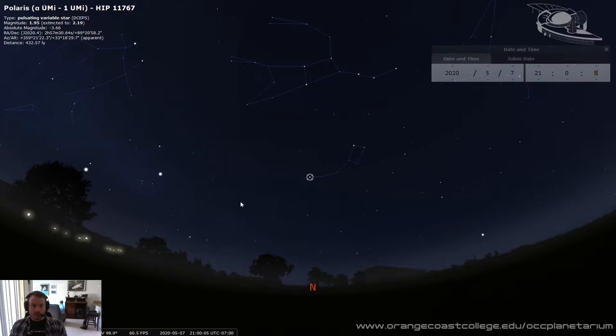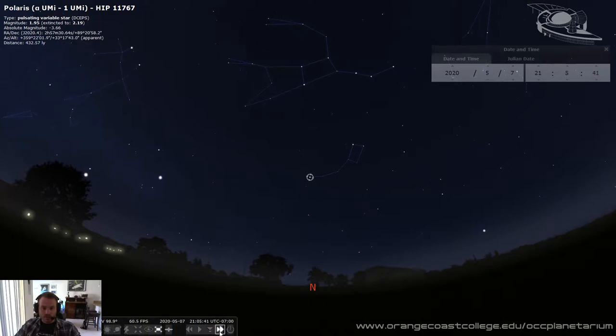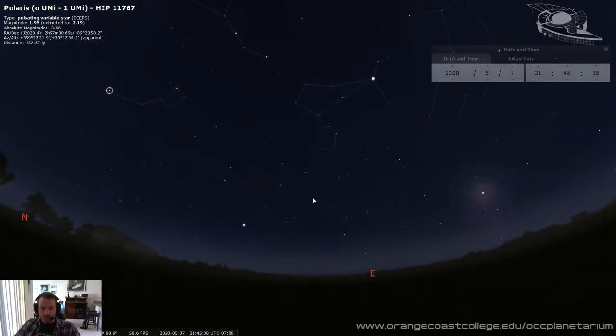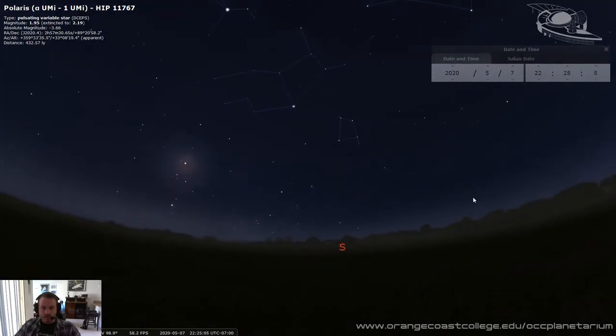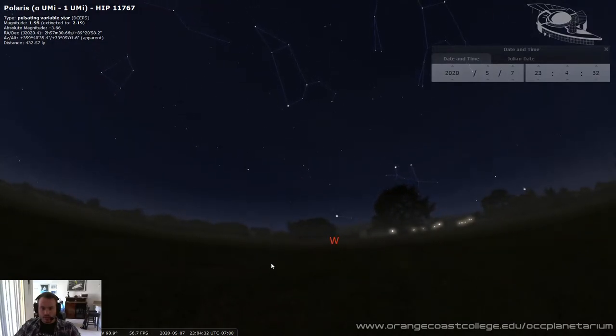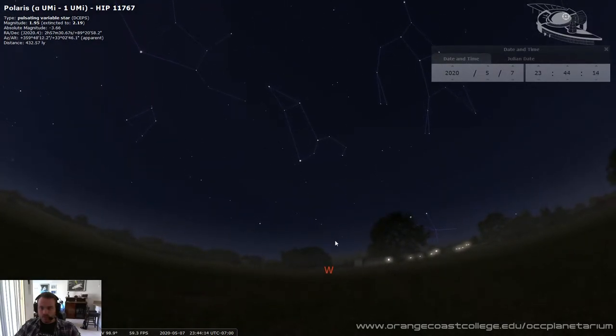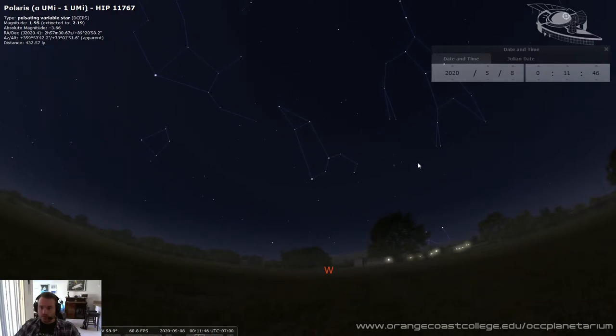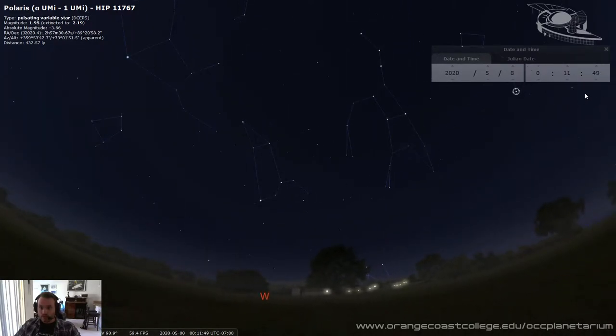But as you probably know, the sky doesn't stay the same for very long. In fact, it's constantly looking like it's moving. If we speed up our clock a little bit, we'll see that the stars do much the same as the sun. They rise in the east and set in the west. And so if we let this run for a couple of hours and stop here just after midnight, we'll see that everything has shifted over towards the west a little bit.